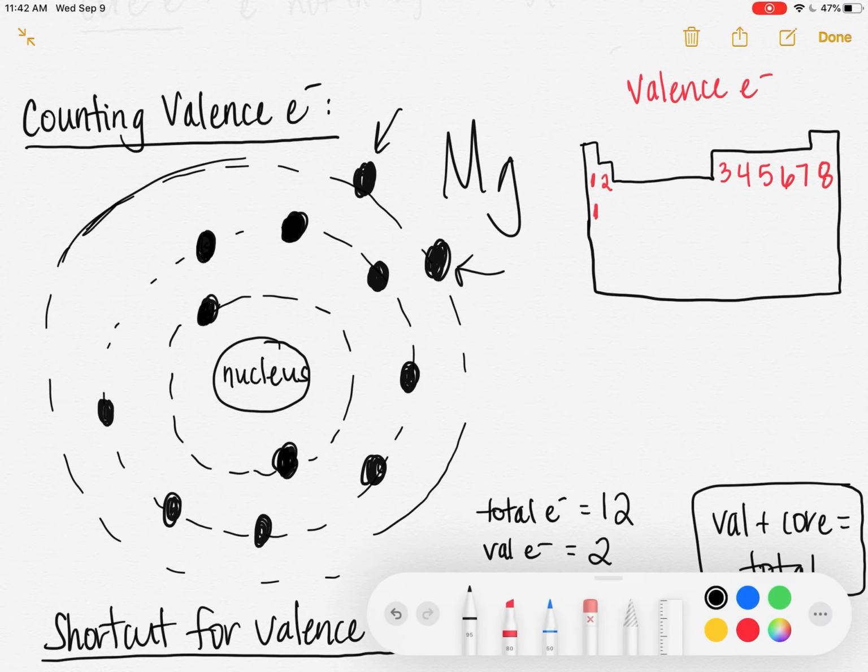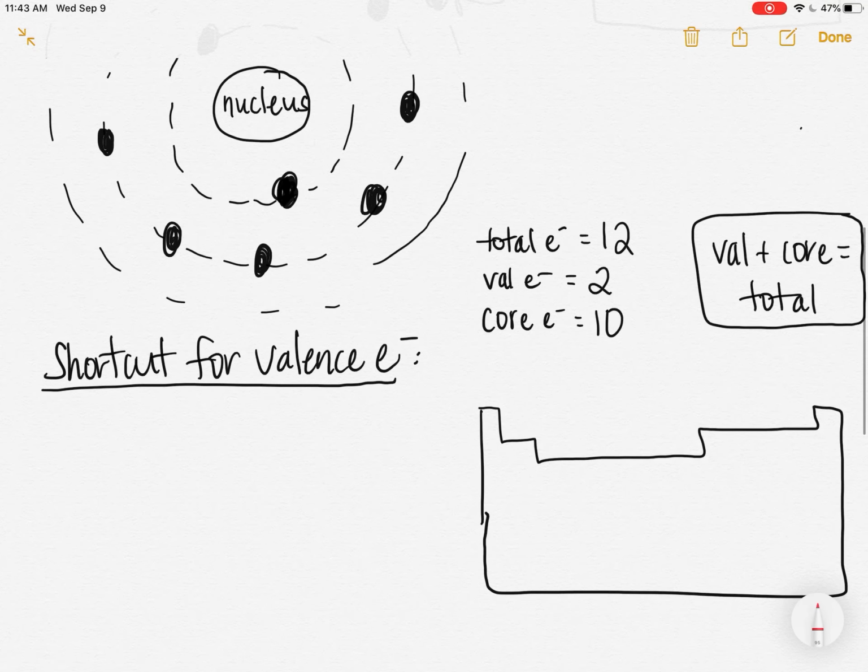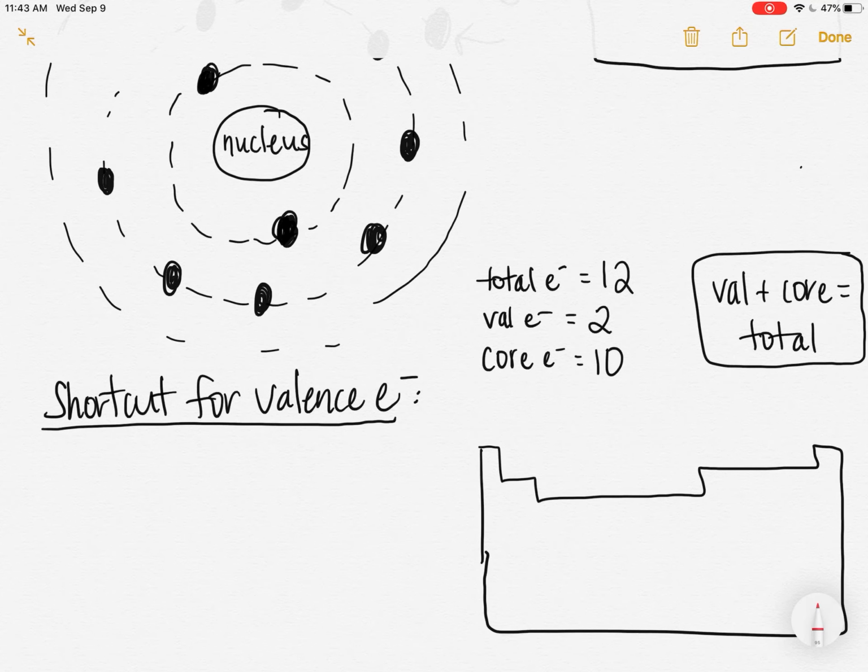Magnesium also has 2. So I'm sure now you can sense that there's a pattern that not only develops left to right in the periodic table, but also up and down within the groups. Okay, and that pattern is this. I refer to it as a shortcut for valence electrons. Everyone in group 1 has 1 valence electron. So hydrogen, lithium, sodium, potassium, rubidium, cesium, francium. They all have 1 valence electron. They have different numbers of core electrons, but they all have 1 valence.